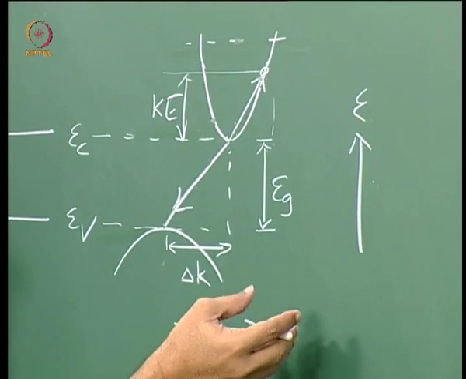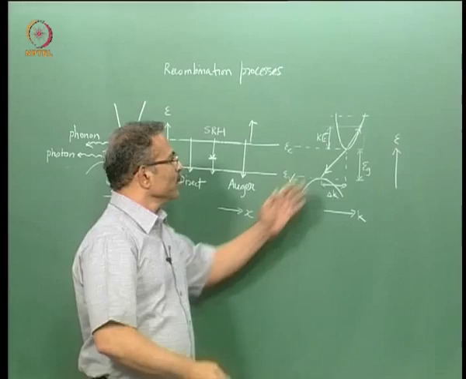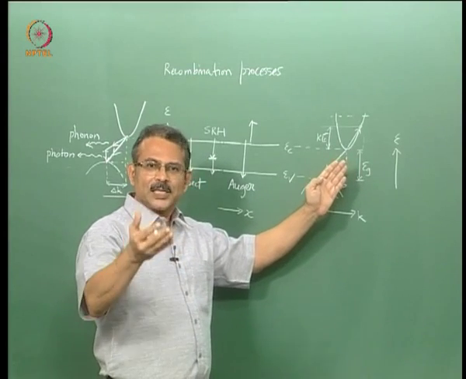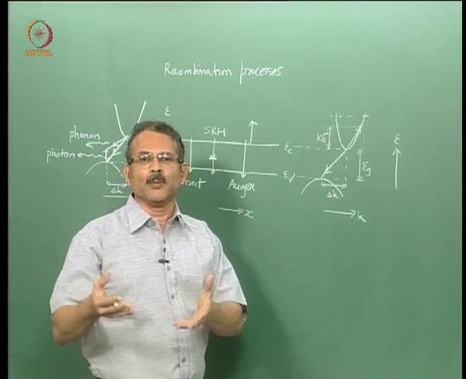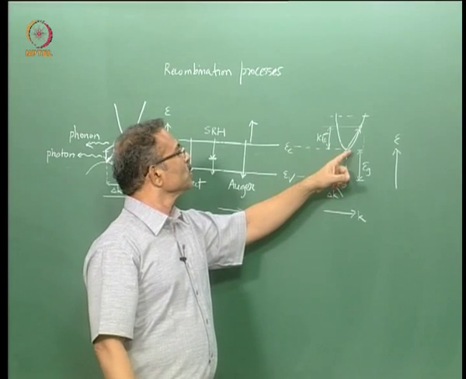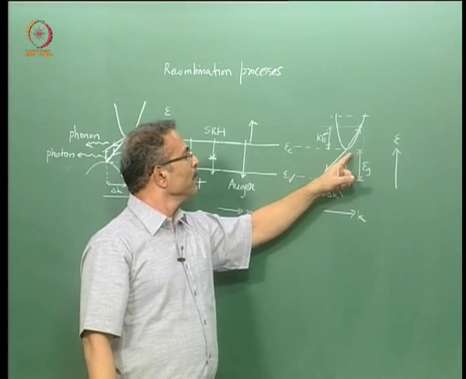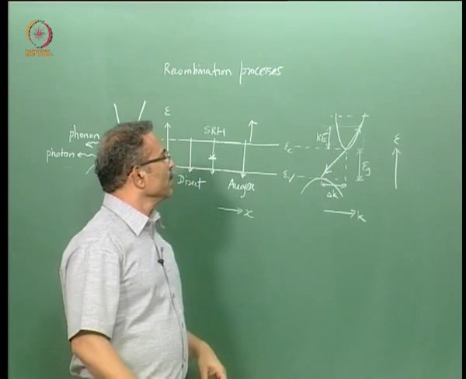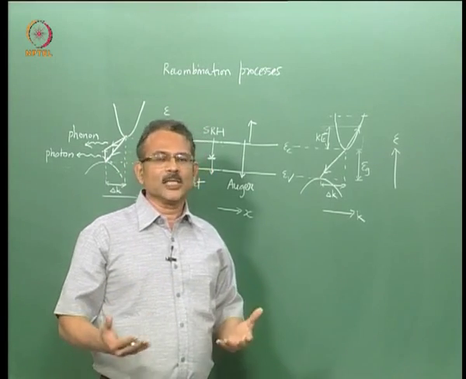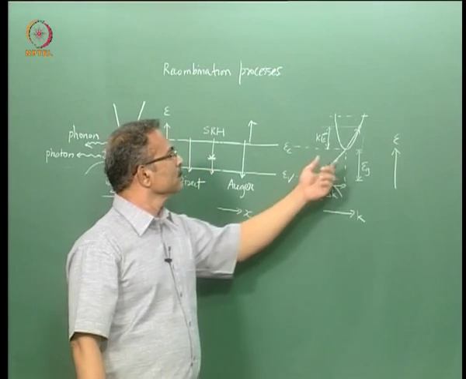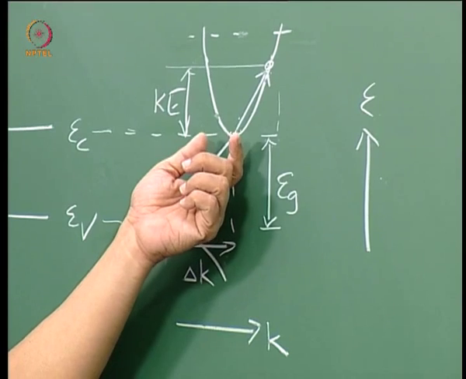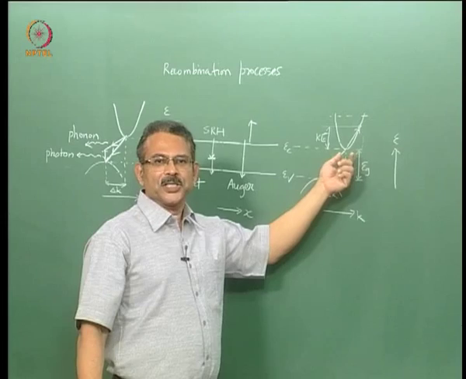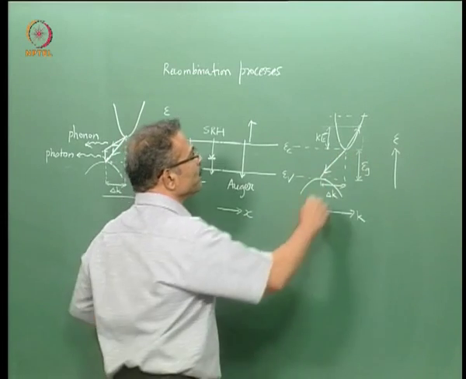Therefore, we should allow some third particle to take away the momentum, and therefore it will have its energy also. You can't have a particle which has only momentum and no energy, right? So it can be a photon, it can be a phonon. Now even a photon is possible, in which case it will take away the energy but it will not have any momentum. So that would be a transition.